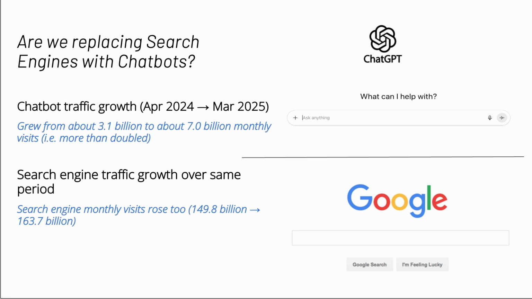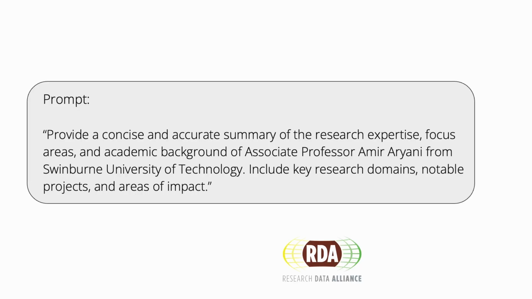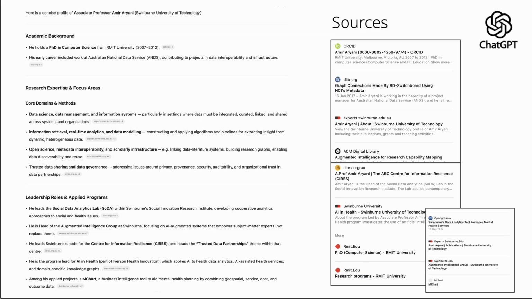So in light of that question, I started testing this, and I created a very basic, simple prompt: provide a concise and accurate summary of the research expertise, focus areas, and academic background of Amir Aryani from Swinburne University, including the research domains, notable projects, and areas of impact. And then I tested this against different AI models to see what we get. So the first test is against GPT. It has identified a number of sources that it has used.